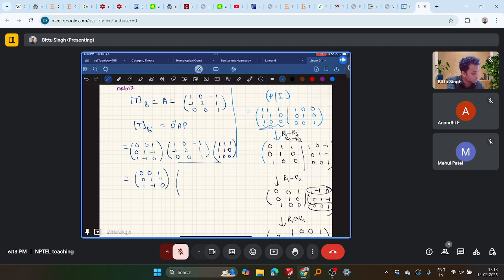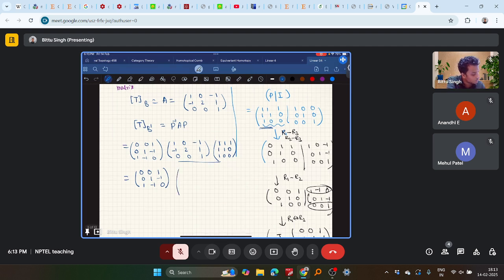So if we multiply, then the first column will be the sum of those three columns. So it is 0, 2, and 1. The second column is the first column plus the second column, because of this 1 1 appearing here. So it is 1 1 and 0. The third column will be the first column of this thing. So it is 1 minus 1 0. So you can multiply and you will get this answer.